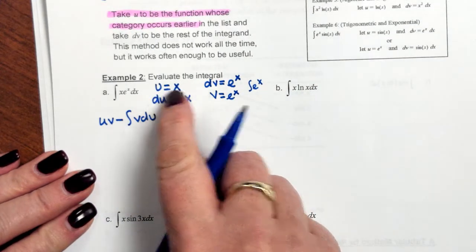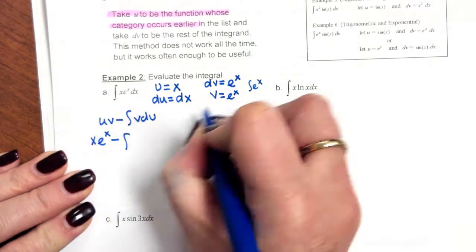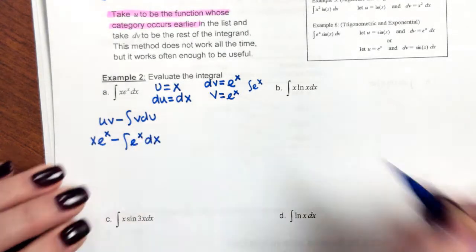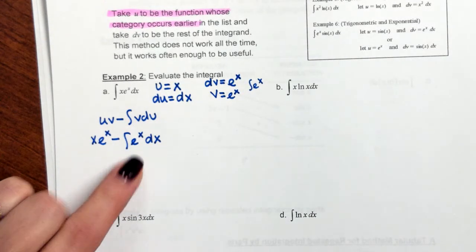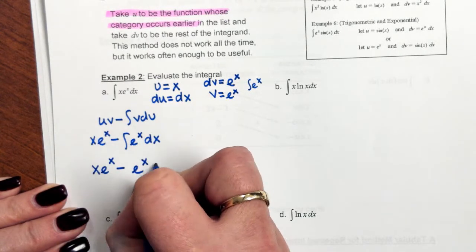So u times v, so x times e to the x, minus the integral of v, which is e to the x, times my du, which is dx. And now I'm going to integrate. So x times e to the x minus e to the x, and don't forget your c.